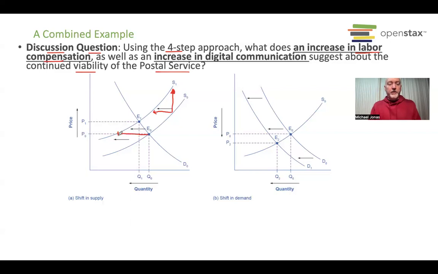Fewer units supplied at the same price. We now have an excess demand for the product. That's going to put upward pressure on price, right? And that'll move us from equilibrium E0 up to the new intersection E1.